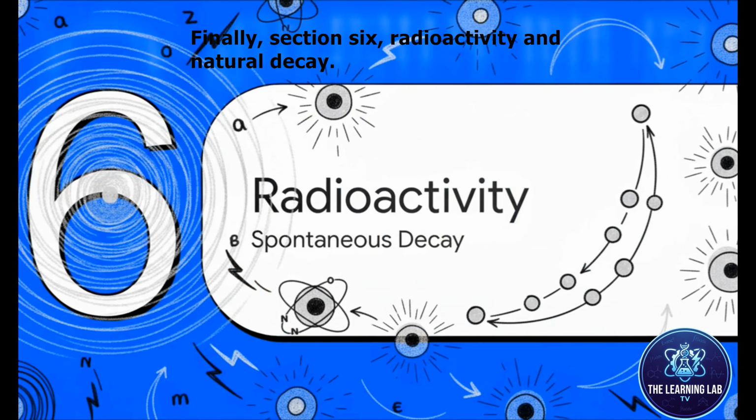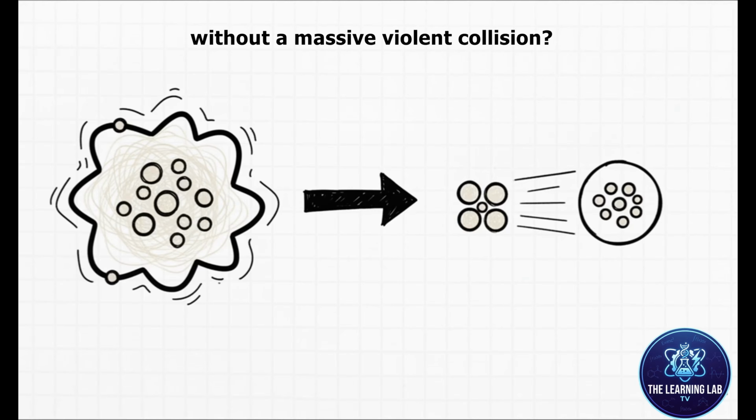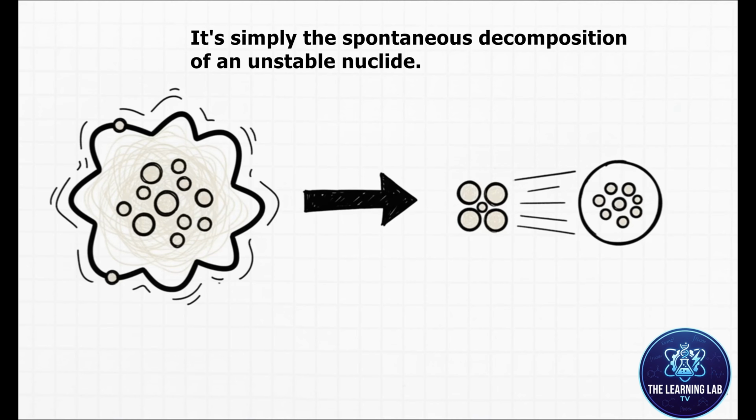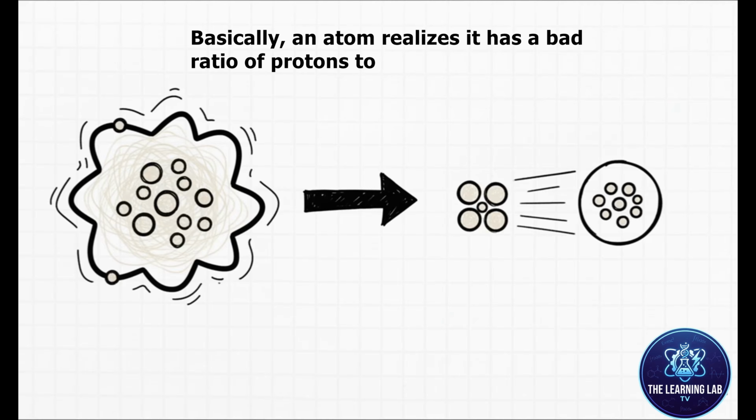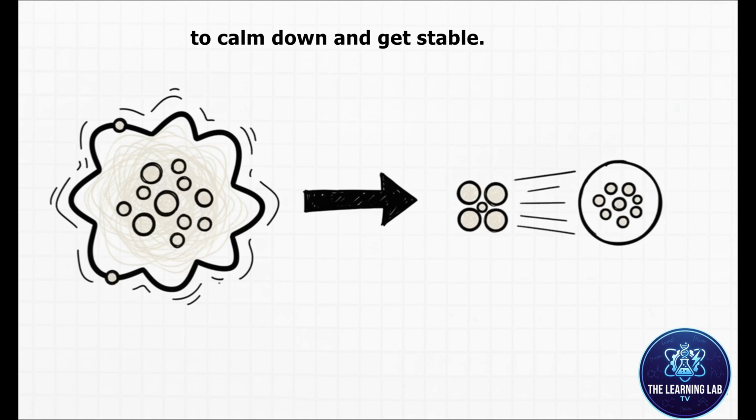Finally, section 6, radioactivity and natural decay. What happens when an unstable atom tries to reach that stability curve without a massive, violent collision? Well, that's radioactivity. It's simply the spontaneous decomposition of an unstable nuclide. Basically, an atom realizes it has a bad ratio of protons to neutrons, so it spontaneously spits out high-energy particles or radiation just to calm down and get stable.